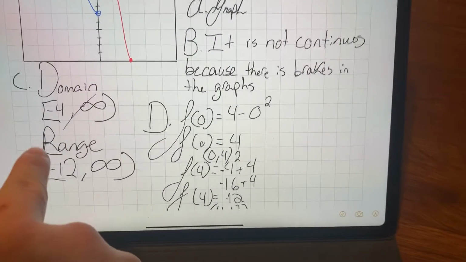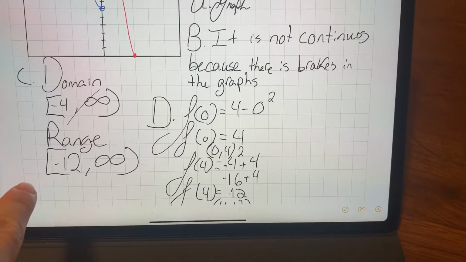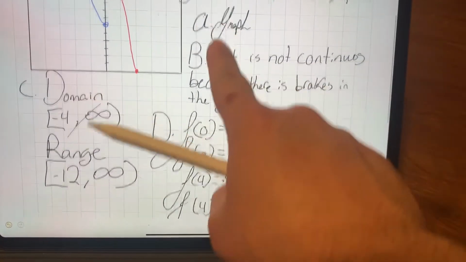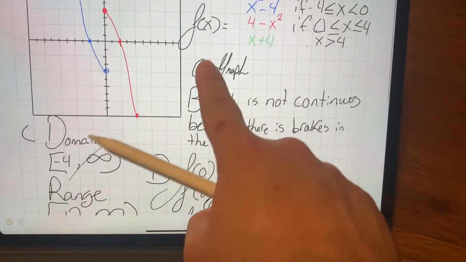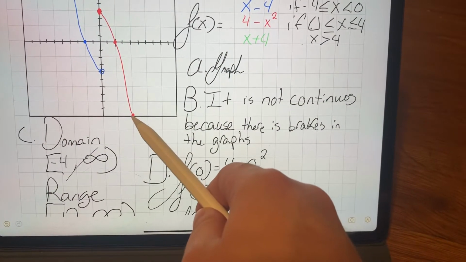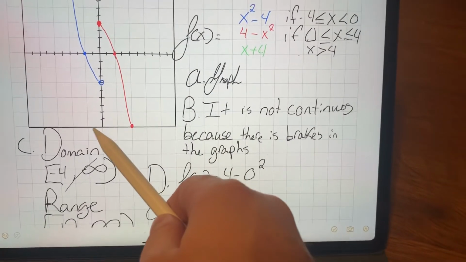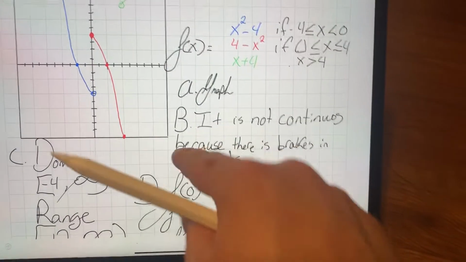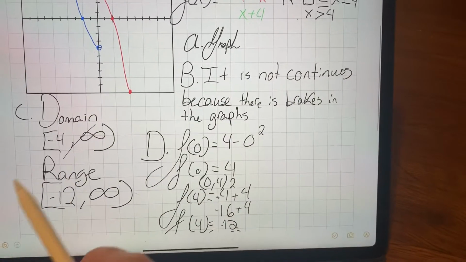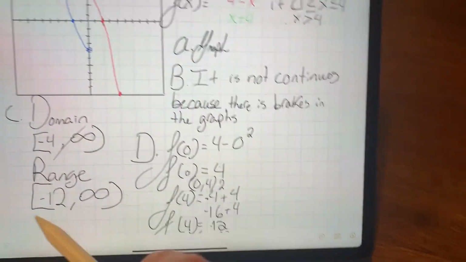And then now for our range. So our range is our y's. So we're going to find the lowest y. And our lowest y is going to be here. And if we go all the way down, it's going to be at -12. And it's going to be a bracket because it's exactly at -12.